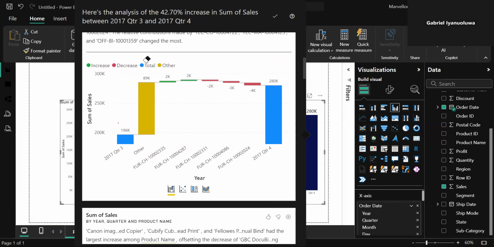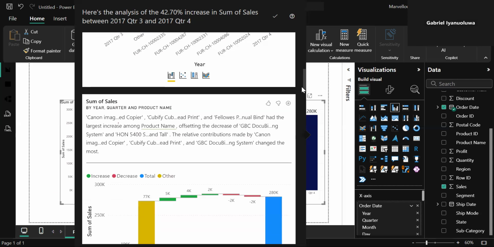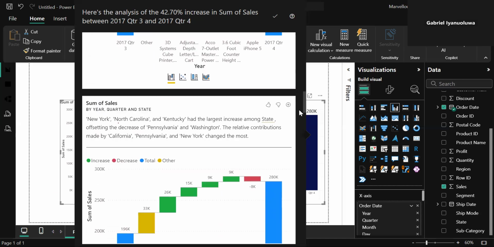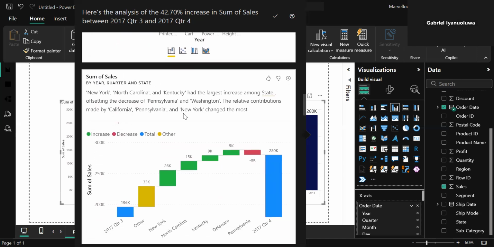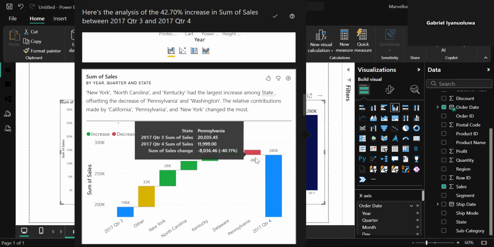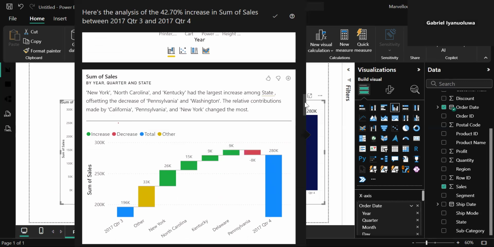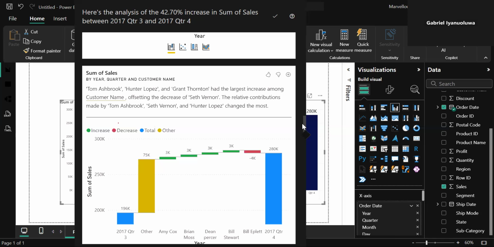Under this, again, we scroll down. There are different visuals for us to see different factors responsible for this, such as product name. And also we have by state. It's telling us that we're having this and this as the largest increase. And of course, we could see them in visuals. All these green signs are positive, while these red signs are negative, or debts. So this also will show customers, telling us the customers that contributed.